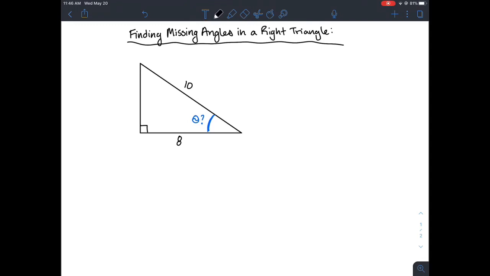Again, we need to figure out of the three trig ratios, are we going to use sine, cosine, or tangent? And so we're going to go back to our sine of theta is the opposite over the hypotenuse. Cosine of theta, if you remember, is our adjacent side over the hypotenuse. And tangent of theta is our opposite over adjacent. So we're going to use these ratios again, and then we're going to tweak one little thing in it so we can find out what theta is.